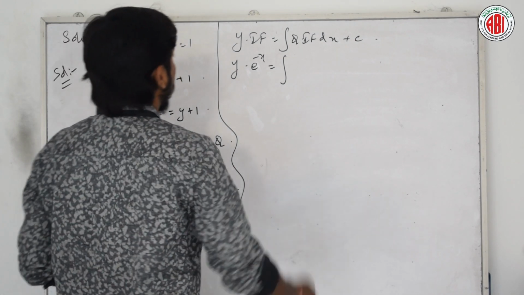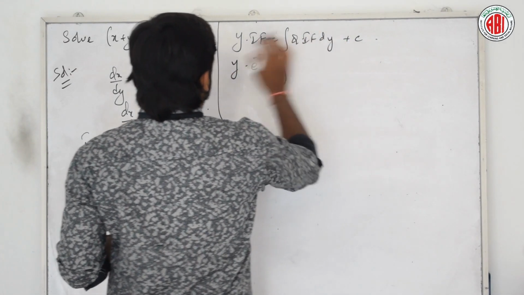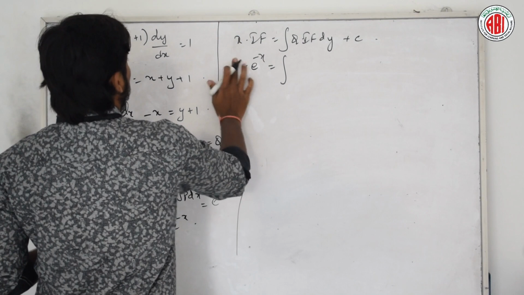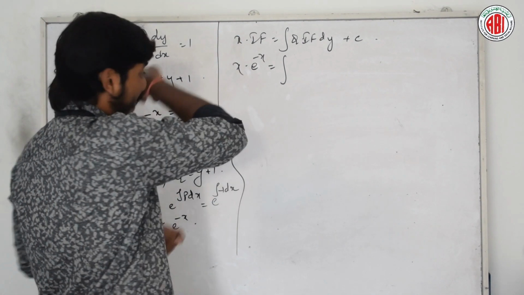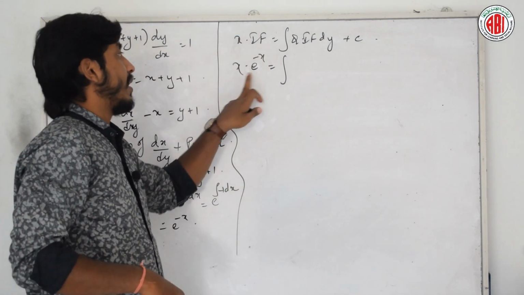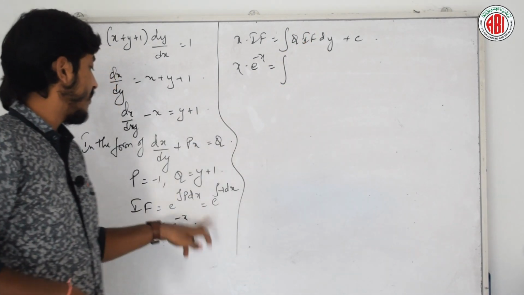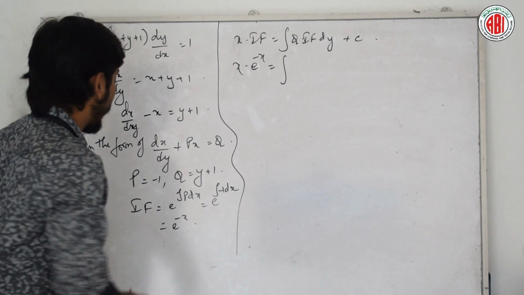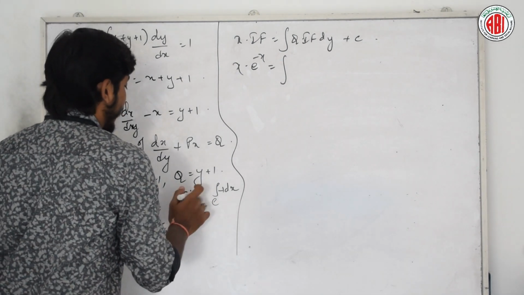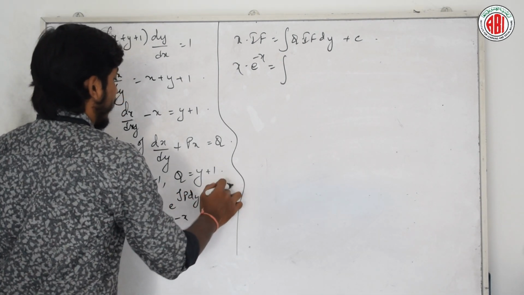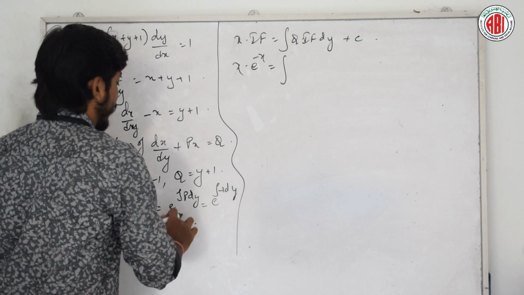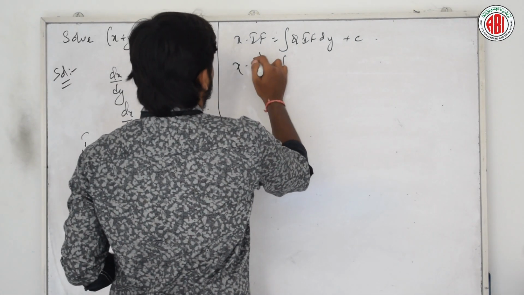Sorry, this is dy and this is x. Don't get confused. This is the second form, right? Here x into e power minus x. Here q is in the form of y plus 1. And one more thing, here it is in the form of y. These are the basic differences you have to learn. Once again, I am telling it.